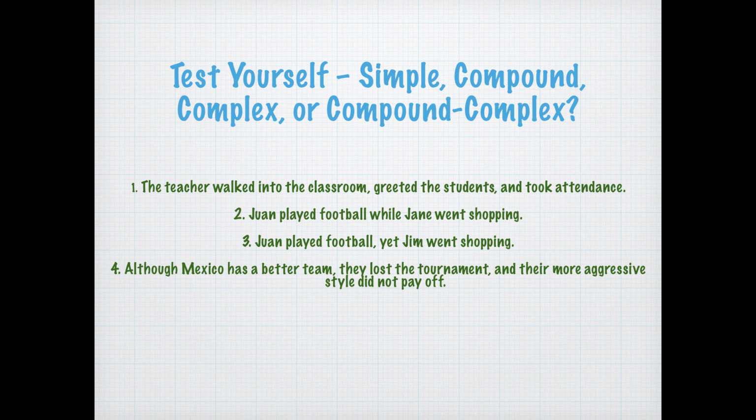Although Mexico has a better team, comma, they lost the tournament, comma, and their more aggressive style did not pay off. This is a compound complex sentence. It begins with a dependent clause. Although Mexico has a better team, it doesn't make sense by itself. It begins with a subordinating conjunction, although, and it is followed by two independent clauses. They lost the tournament, and then the coordinating conjunction, comma, and their more aggressive style did not pay off.